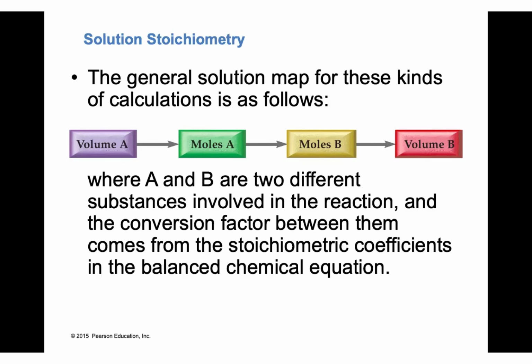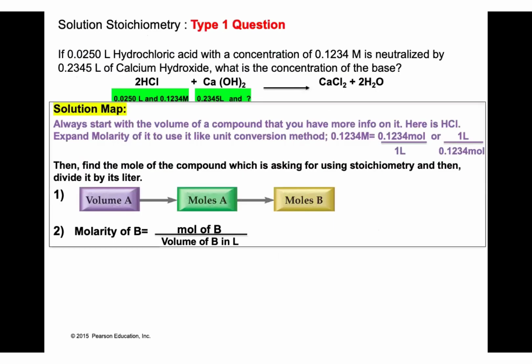We need a chemical equation. It should be a balanced chemical equation, or they should give me enough information to be able to write down the chemical equation and balance it. So I'm going to tell you the different types of these questions and how to solve them. Type 1 question in the solution stoichiometry. So let's read this question.